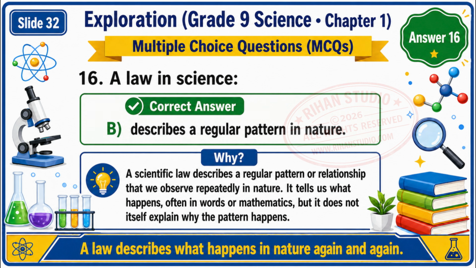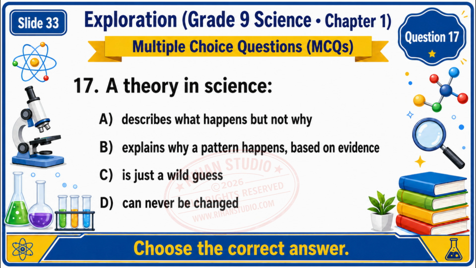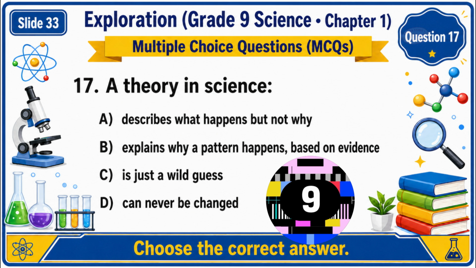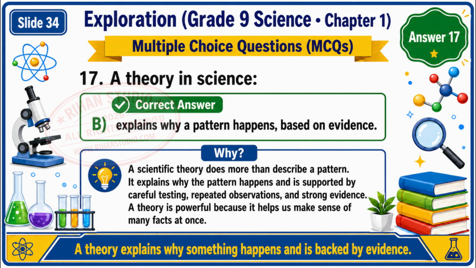Answer B. Describes a regular pattern in nature. 17. A theory in science. A. Describes what happens but not why. B. Explains why a pattern happens based on evidence. C. Is just a wild guess. D. Can never be changed. Answer B. Explains why a pattern happens based on evidence.